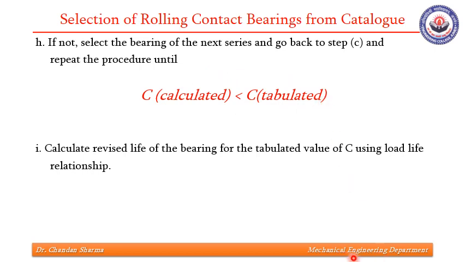Now, say in the third or fourth step, our C tabulated is 20,000 newtons and C calculated is 18,000 newtons. That means this bearing is safe for our application. So we'll find the L10 life again for the C which is the tabulated value. Obviously, the life will come out to be more than the desired life. So this was the selection procedure of any rolling contact bearing from the manufacturer's catalog.